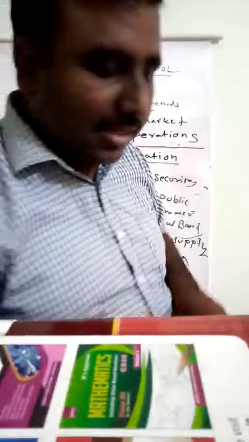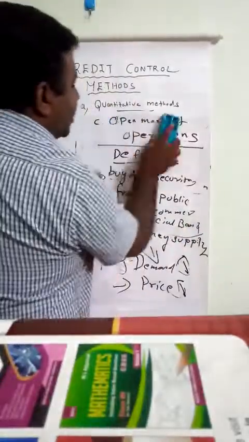So these are the important methods that we have studied in the quantitative aspects to control credit creation. Today we have discussed the three methods of credit creation.